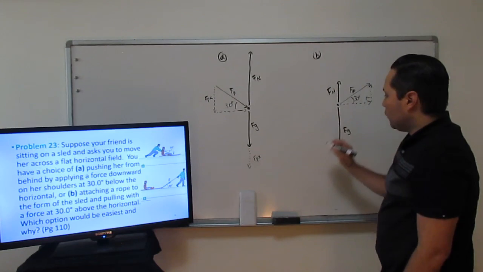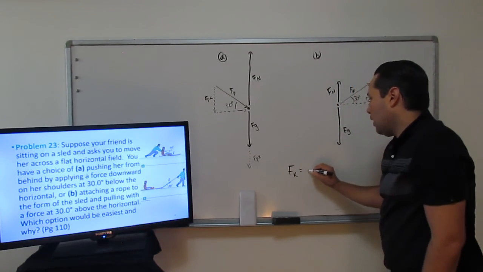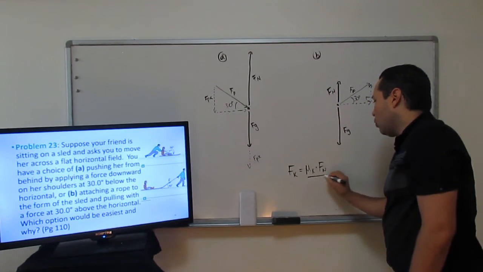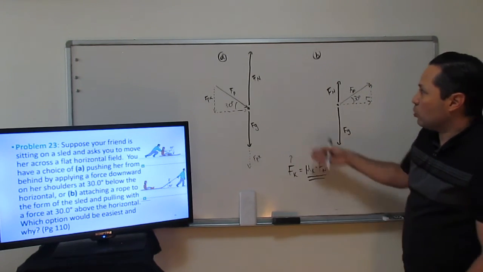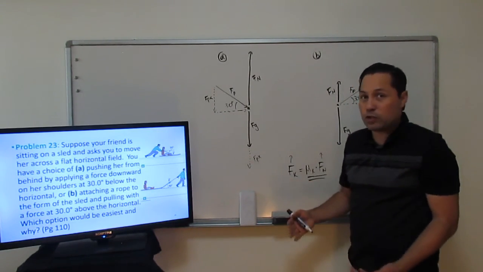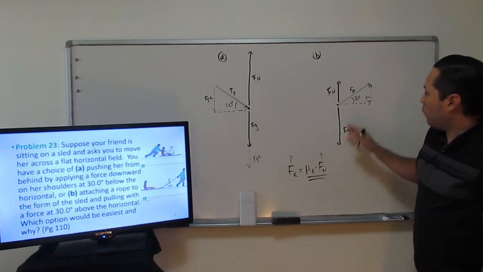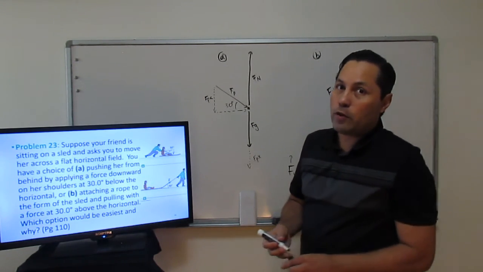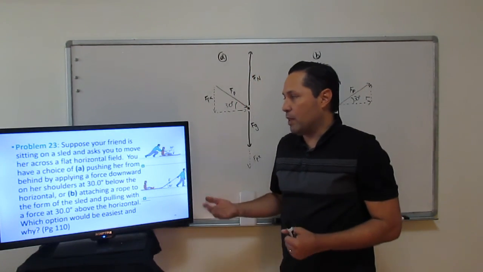Why is that important? If you look at the formula, force of kinetic friction is the coefficient of kinetic friction times force normal. So the higher force normal becomes, the more friction you're going to experience. Scenario A has a very large force normal, so that's going to give you a lot of friction, and more friction means it's going to be more difficult for you. In scenario B, force normal is much smaller, so your friction is much smaller, and less friction means it's easier for you to push. So scenario B would be the ideal scenario.